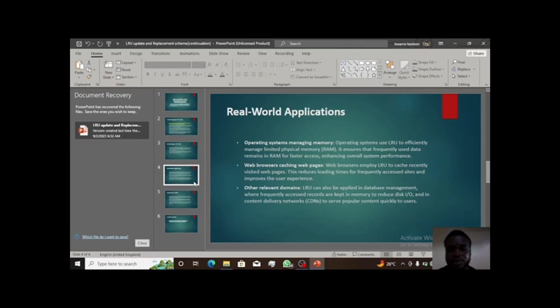Other relevant domains. LRU can also be applied in database management, where frequently accessed records are kept in memory to reduce disk access, and in content delivery networks, which are the CDNs, to serve popular content quickly to users.